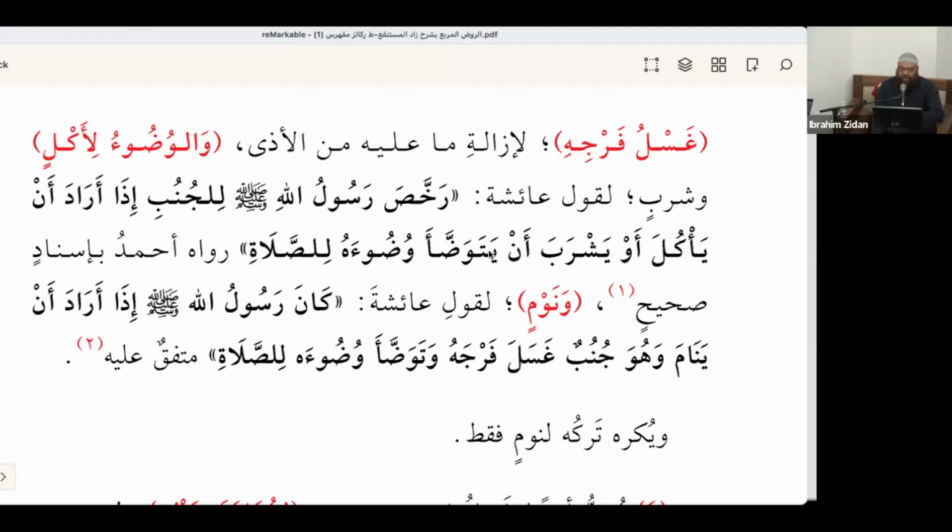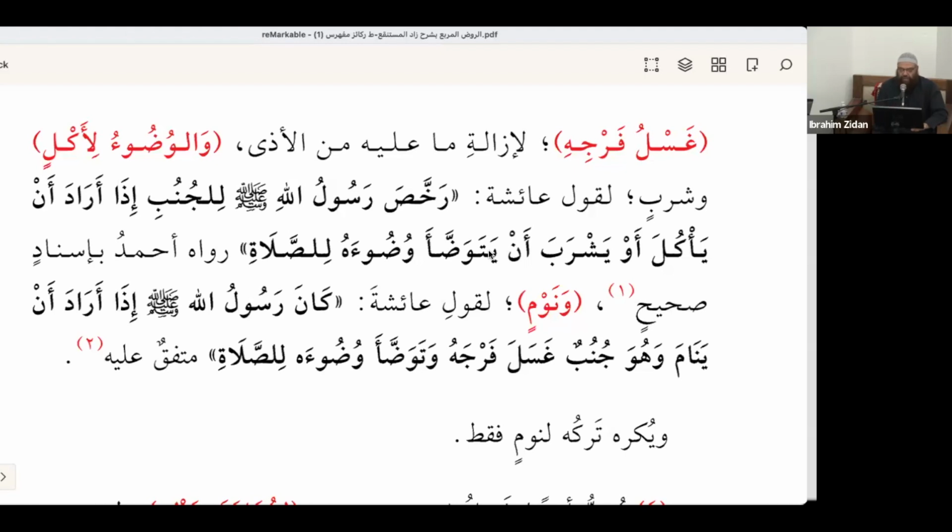لقول عائشة رضي الله عنها رخص رسول الله صلى الله عليه وسلم للجنب إذا أراد أن يأكل أو يشرب أن يتوضأ وضوءه للصلاة. The Prophet ﷺ gave the permission for the junub, if he wants to eat or drink, that he makes the wudu of the salah. He says رواه أحمد بإسناد صحيح. So regardless of where the hadith is, some authenticated it, so it's recommended for a person to make wudu for eating if he's going to delay his shower.